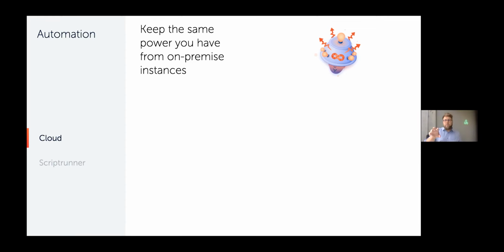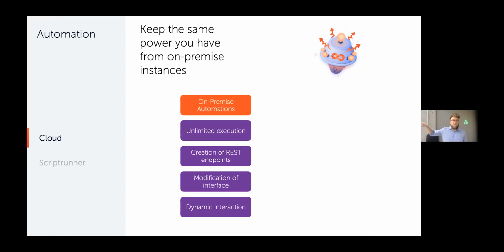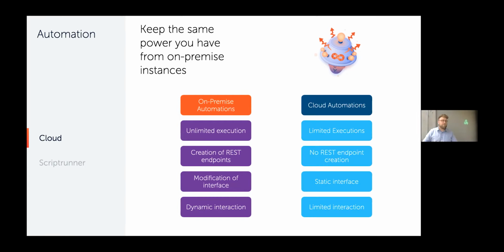Yeah, if you want to see how it looks, I'll be doing that very, very quickly at the end of this when we get into the live demo. But these are the differences that you're going to get with on-prem and cloud, right? When we do automations, on-premise we've already talked through. Cloud automations, you have limited executions.